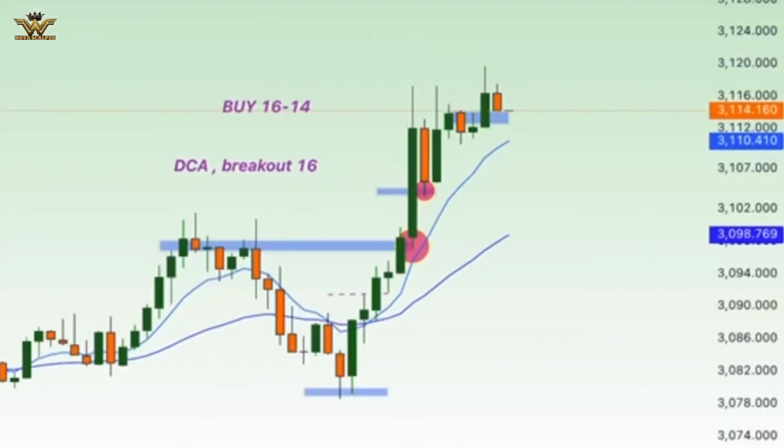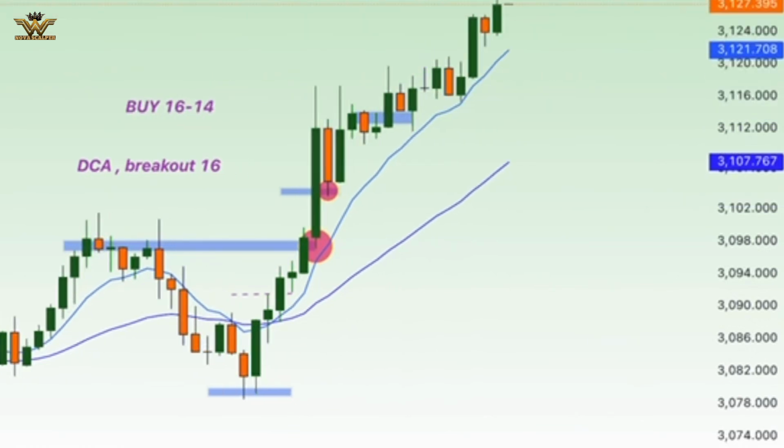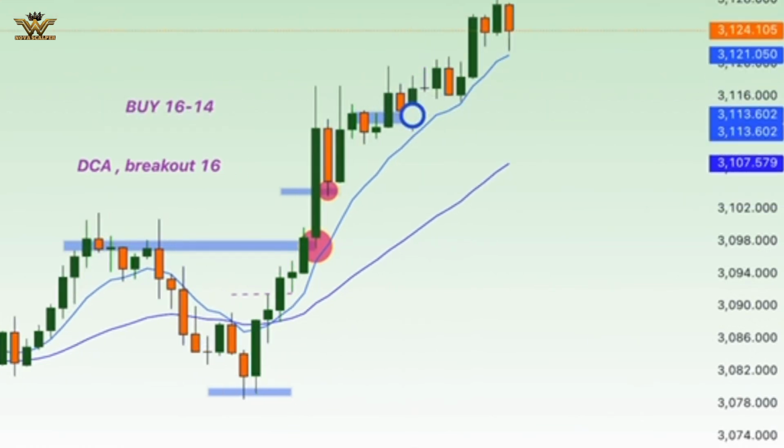A clean entry is not just about where you get in, it's about the why. Trading isn't about being right, it's about getting in right. So, before you jump into a trade, ask yourself: is this an emotional entry or a technical one with high conviction? Okay, and this is the lesson today.